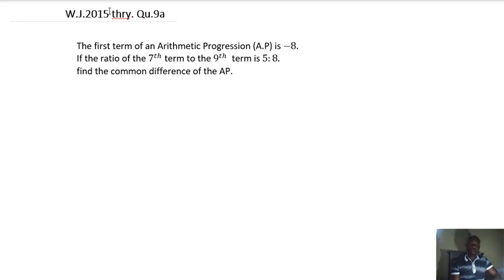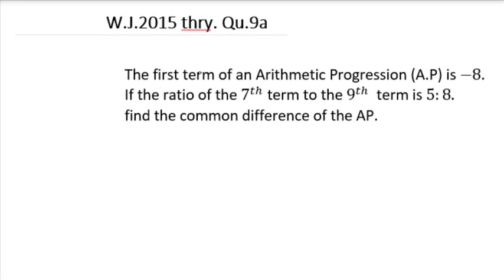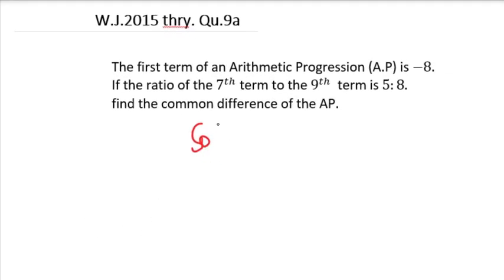Today we are going to do WASSCE June 2015 theory question number 9a, and this is the question. The first term of an arithmetic progression, AP, is -8. If the ratio of the seventh term to the ninth term is 5:8, find the common difference of the AP, that is the arithmetic progression. Solution.